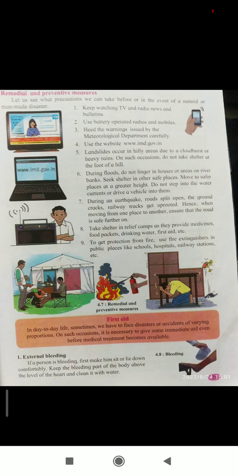Remedial and preventive measures. Let us see what precautions we can take before or in the event of a natural disaster or a man-made disaster. Keep watching TV and radio news and bulletins. Use battery-operated radios and mobiles. Heed the warnings issued by the Meteorological Department carefully. Use their website www.imd.gov.in. Landslides occur in hilly areas due to cloudburst or heavy rains.